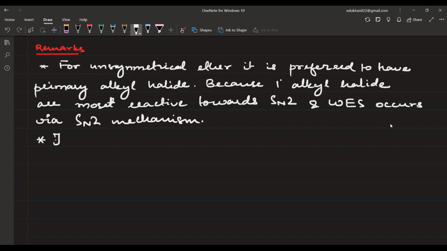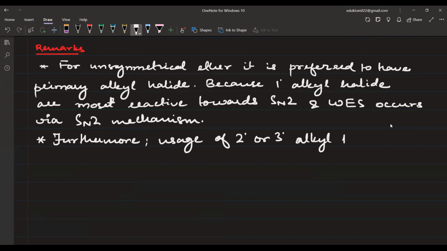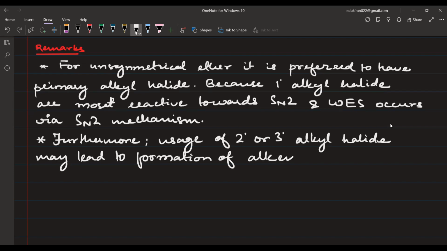Next point, furthermore, usage of 2 degree or 3 degree alkyl halide may lead to formation of alkene due to high steric hindrance.